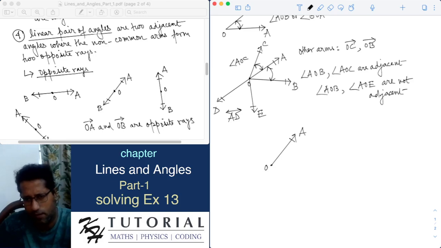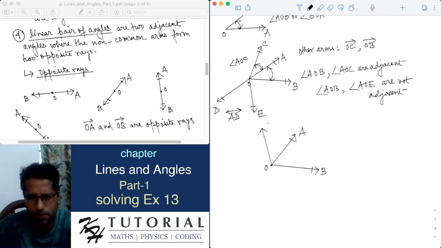So let's say I take an arm OB like this, and take another arm OC like this. So we have the arms OC and OB lying on the opposite sides of the common arm OA. So definitely angle AOC and angle AOB are adjacent angles, but the arms OC and OB are not forming any opposite rays.